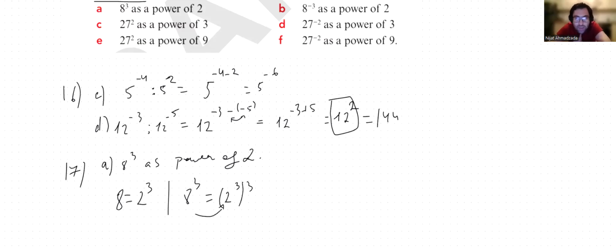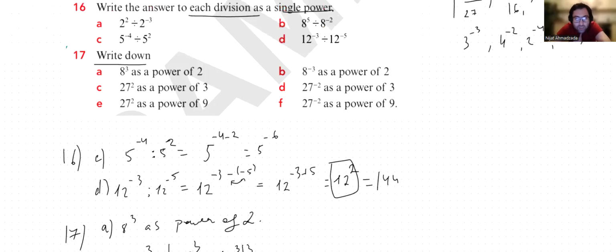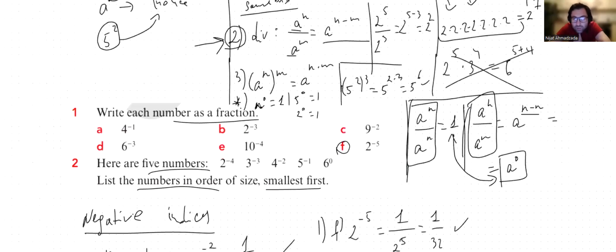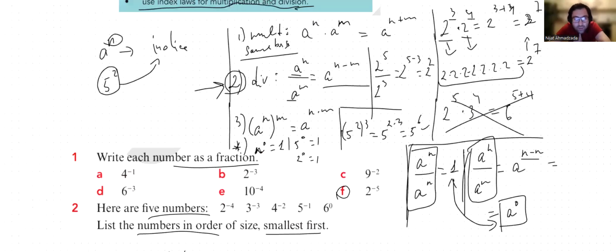So which rule is it? Rule number 3. You see that a to the power of n, to the power of m, is the same thing as a to the power of n times m. Here we see that 5 to the power of 2, to the power of 3, will be 2 times 3, which will be 5 to the power of 6, right?